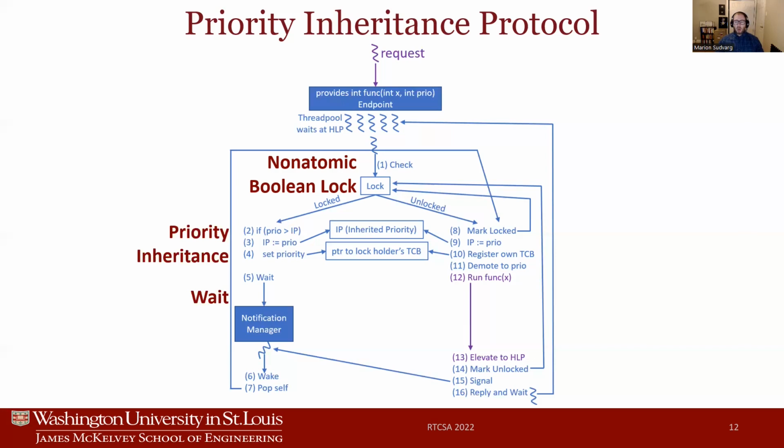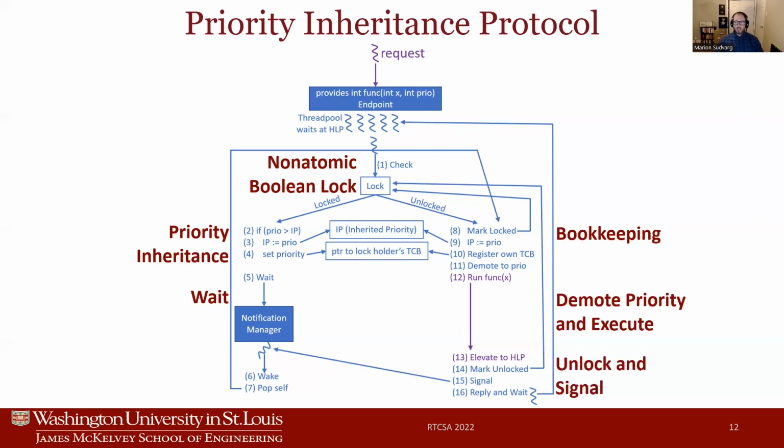However, if the lock is free, the thread acquires the lock, registers the request priority and a pointer to its thread control block, then demotes its priority to the request priority and runs the CPI's procedure. Once done, it releases the lock and signals the notification manager. If a thread is waiting on the notification manager, this thread will then wake up, pop itself from the notification manager, and proceed to acquire the lock and run the procedure.